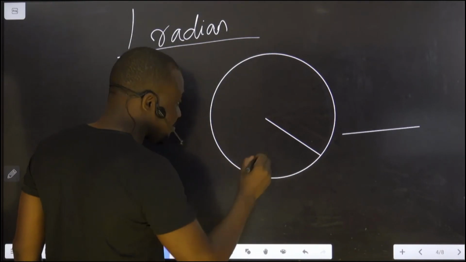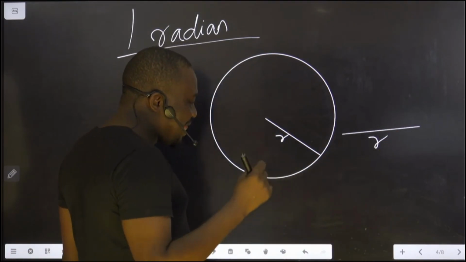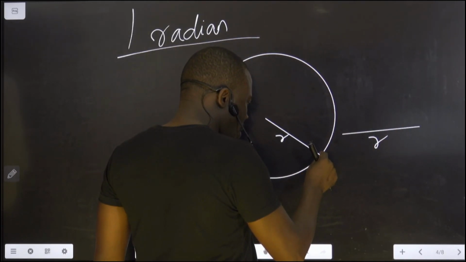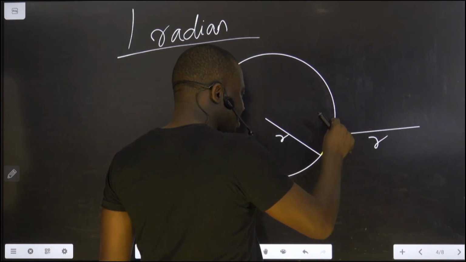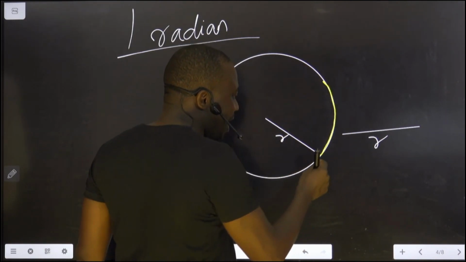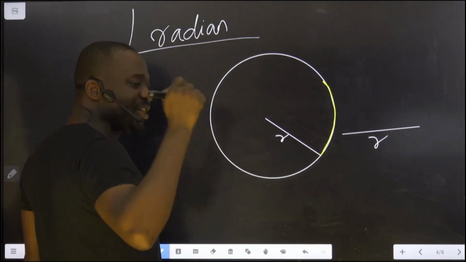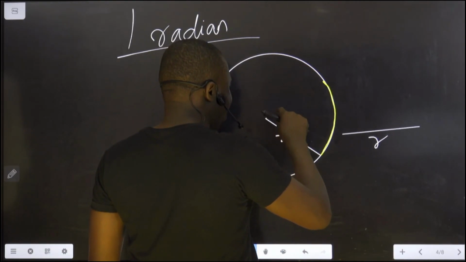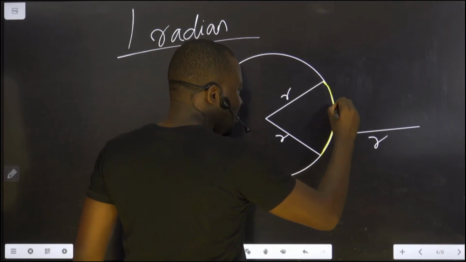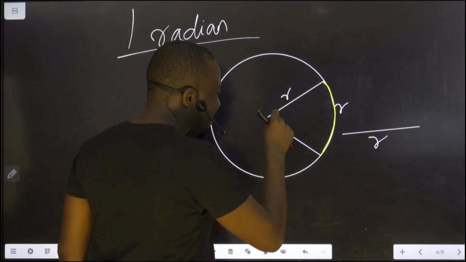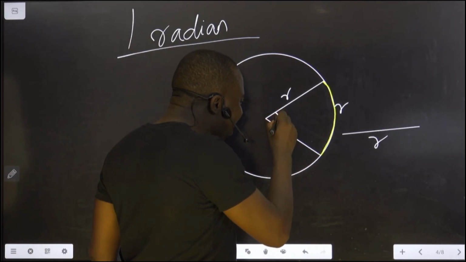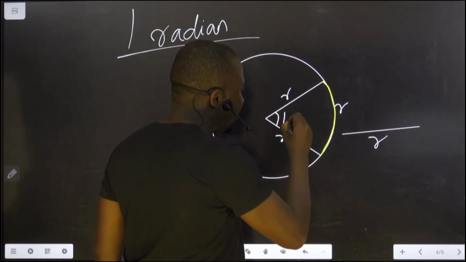Remember, this is a radius. This is also a radius. Then you bend this radius and place it on the circumference. When I bend it, this is what I achieve. So this now is equal to this. If I draw another radius from here to this place, you will agree with me that this is a radius. This is also a radius. So this angle you are seeing here, we say is what? Is 1 radian.